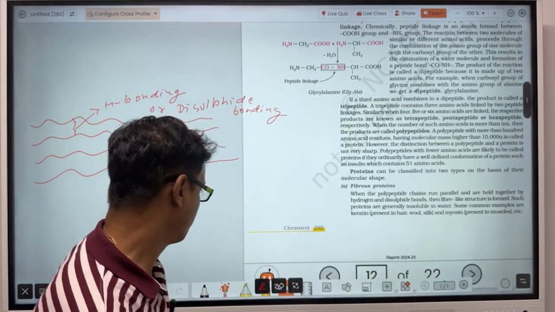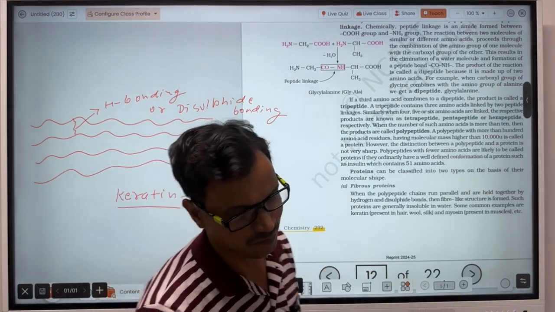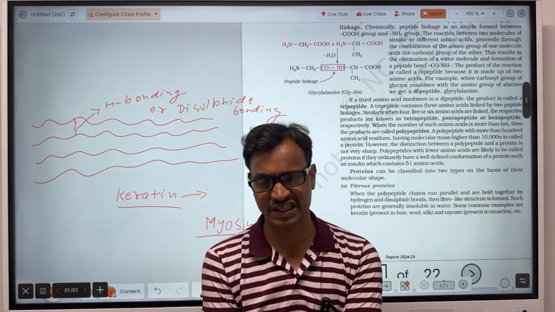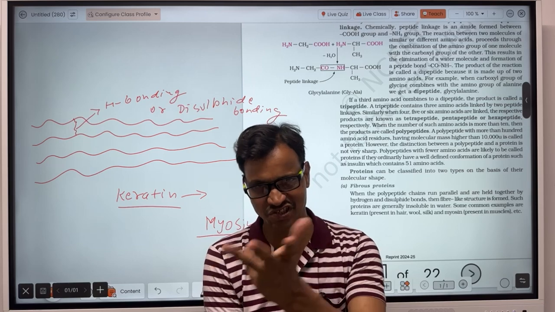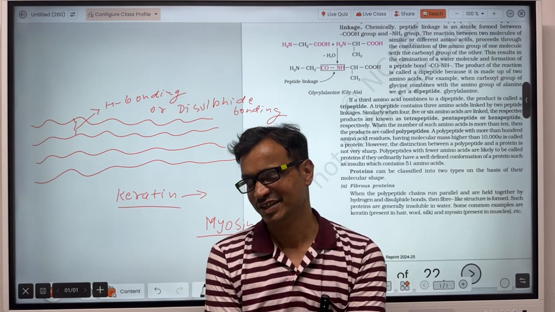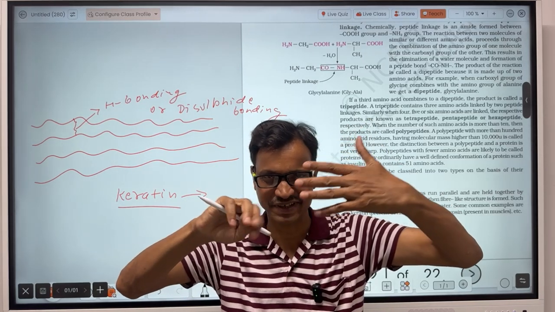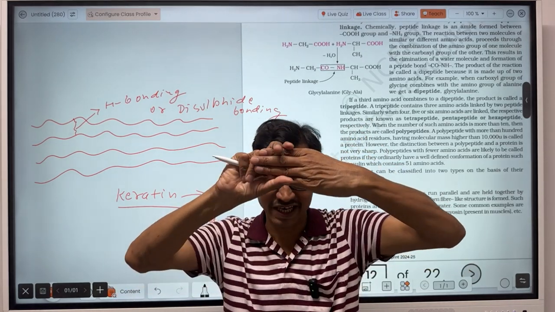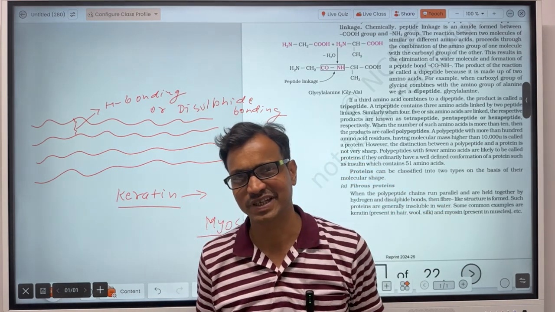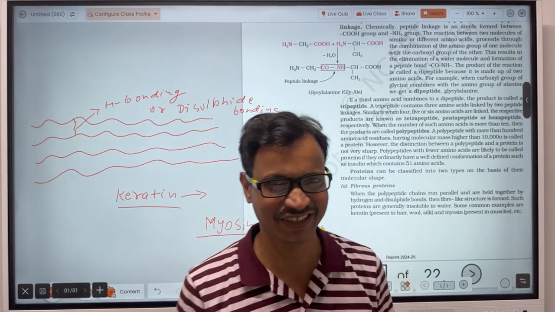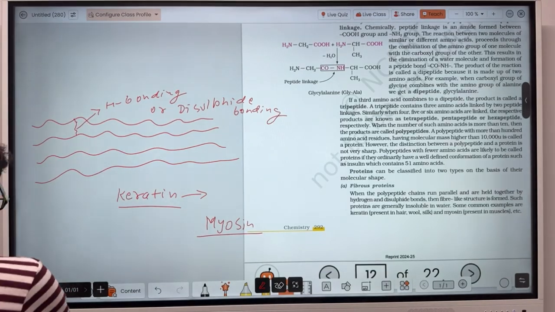Another example of fibrous protein is myosin. This myosin protein exists in the muscles of animals usually. For those who are non-vegetarian, you have seen the fibrous pieces in the meat. That is actually myosin protein, and it does not dissolve when you cook it. Okay. So that is about fibrous protein.